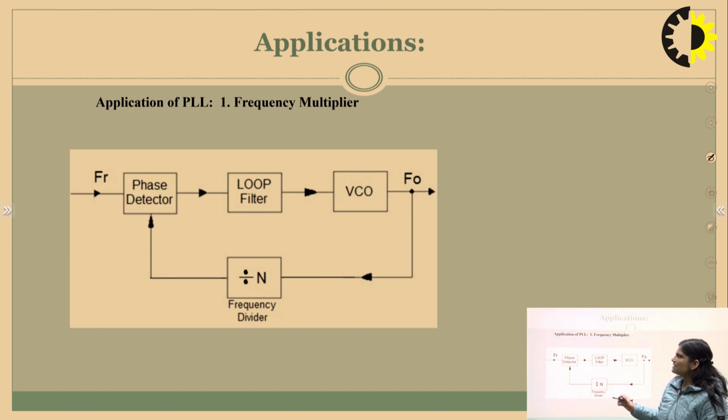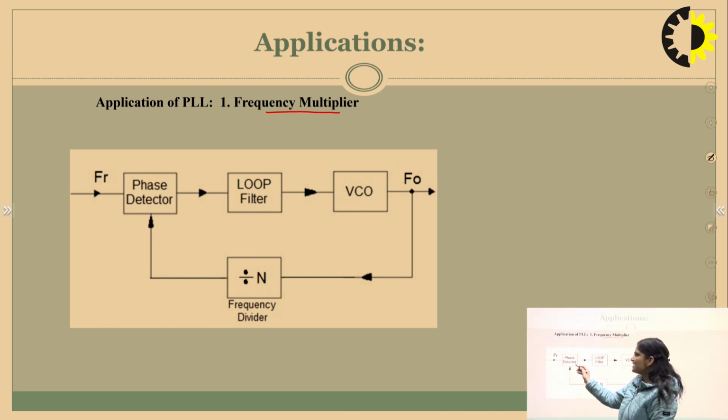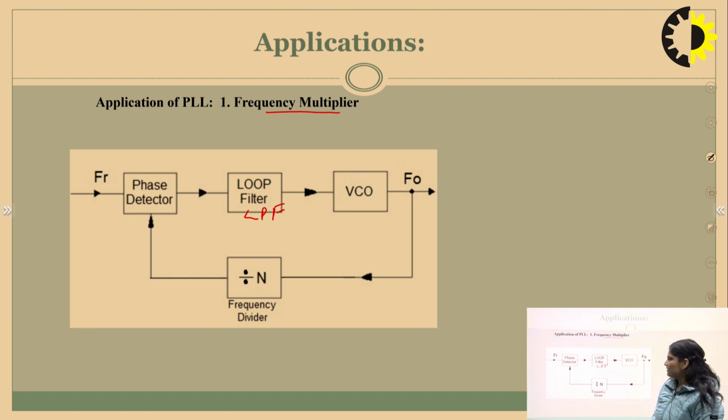Now, the first application we will discuss is frequency multiplier. Here these are the components of this PLL. First is phase detector. It is used as a comparator here, and for the loop filter we are using a low pass filter. Low pass filter means it passes all the low frequencies and rejects other frequencies. Now, VCO, voltage controlled oscillator. We apply input voltage at this VCO and we get output frequency, and output frequency we are matching with the input frequency. This is the working of PLL.